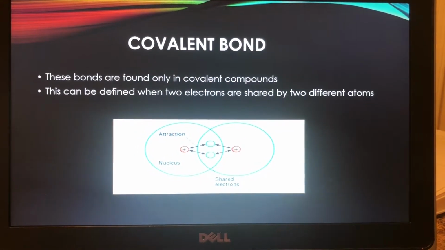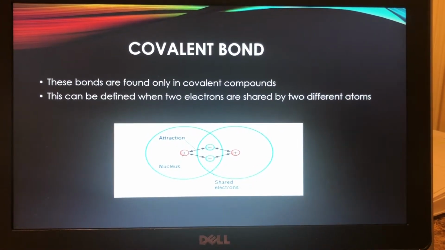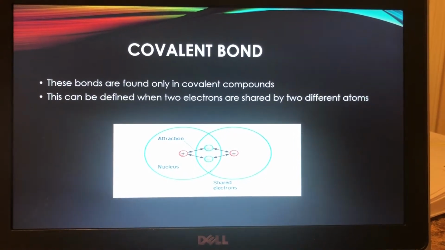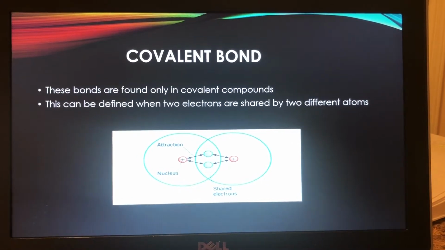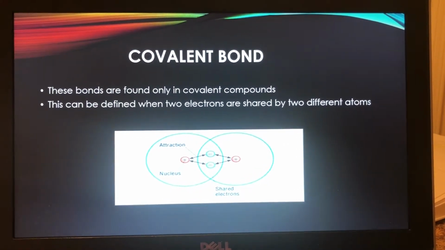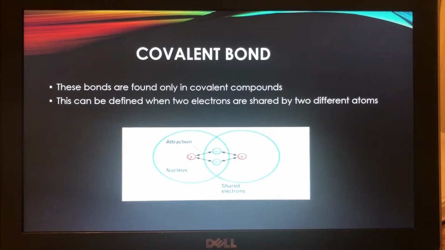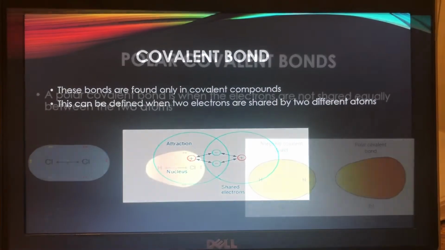Another example of covalent bonding would be oxygen and oxygen. They would be sharing two pairs of electrons, and that would be a double bond. And then so on and so on. A nitrogen molecule, which would be the two nitrogen atoms coming together, and they would share three pairs of electrons, so they would form a triple bond.